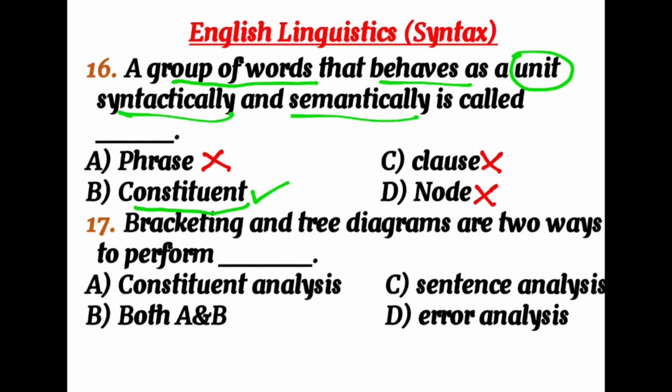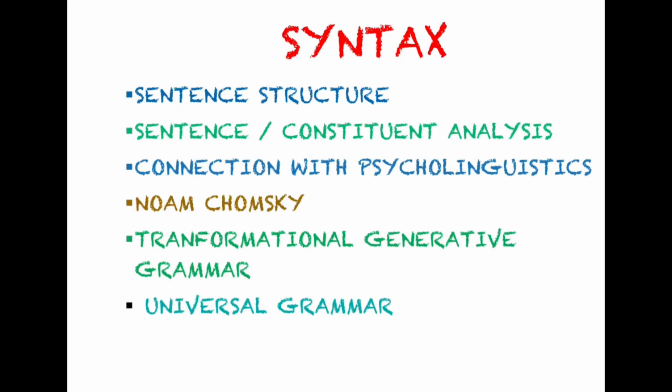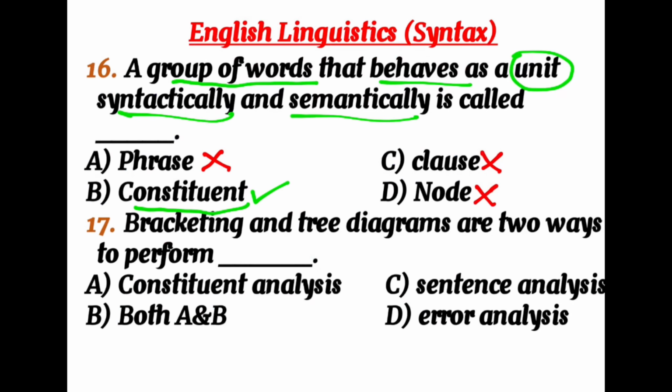The next question: bracketing and tree diagrams are the two ways to perform what? Constituent analysis, sentence analysis, both A and B, or error analysis. If you remember, in the introduction to syntax, we already discussed that sentence analysis and constituent analysis are basically the same thing. So it means that both A and C are correct. This is the correct option.